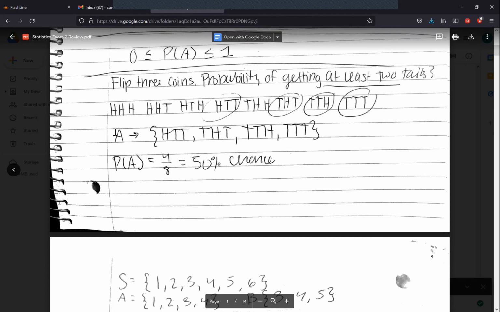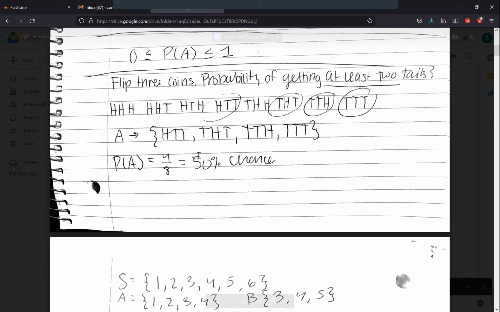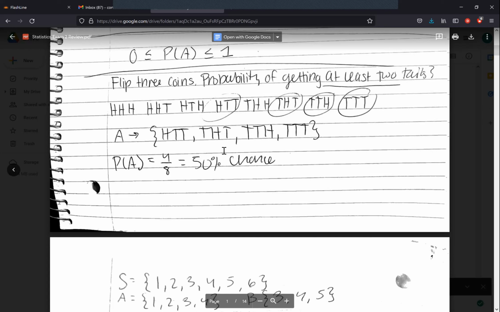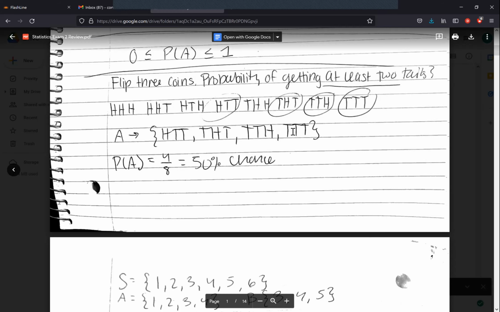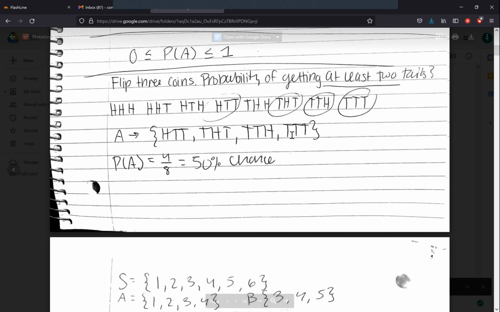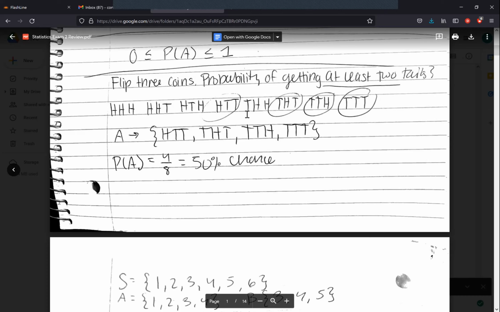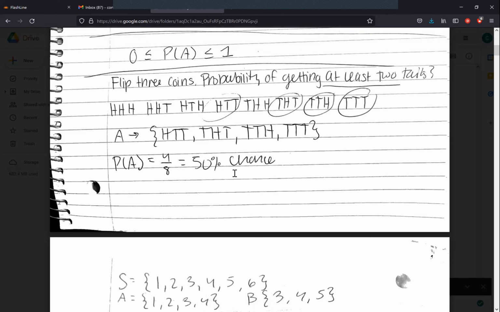the set, which I just call A, which is the event of getting at least 2 tails. And then we have 4 outcomes where you have at least 2 tails over the total number of outcomes, which is 8. So 4 over 8 is 1/2. So you have a 50% chance of getting at least 2 tails.